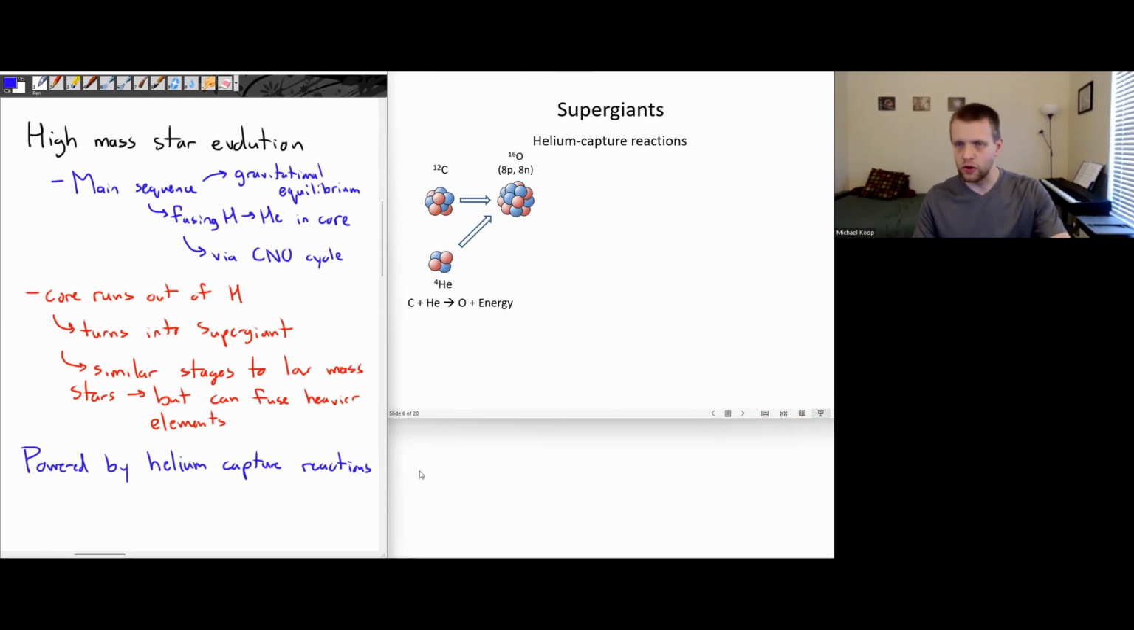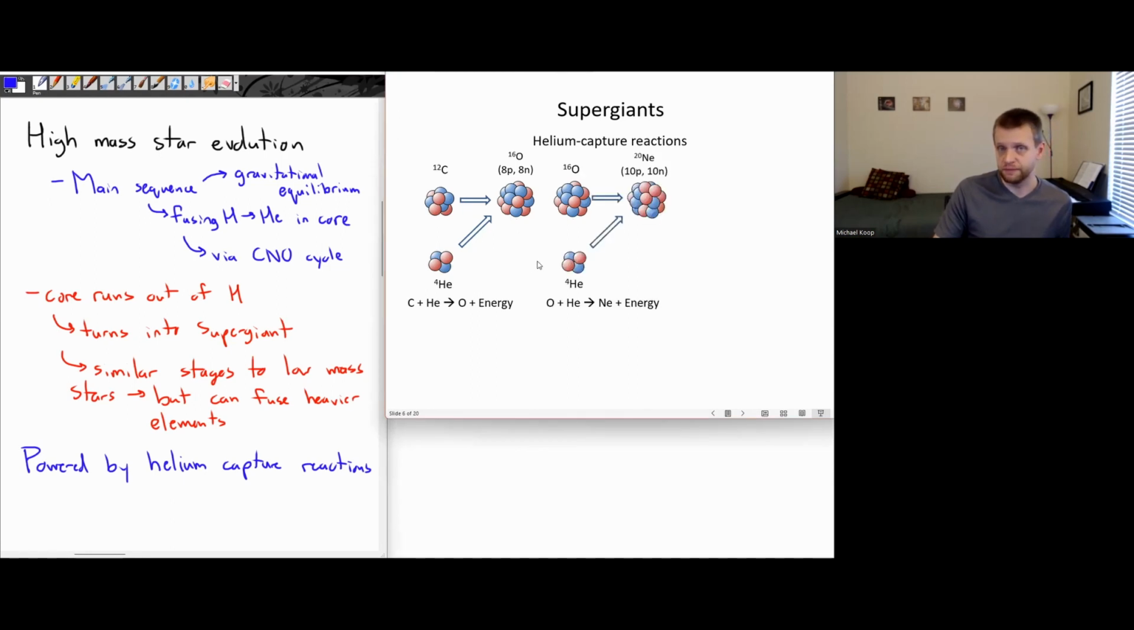And there are a whole host of these kinds of helium capture reactions. For example, if I have carbon-12, that has 6 protons and 6 neutrons, and I fuse it with a helium nucleus, 2 protons and 2 neutrons, I'm going to make oxygen, 8 protons and 8 neutrons. Eventually, the core runs out of carbon, and we're going to start fusing oxygen in the core. Oxygen plus helium is going to make neon.